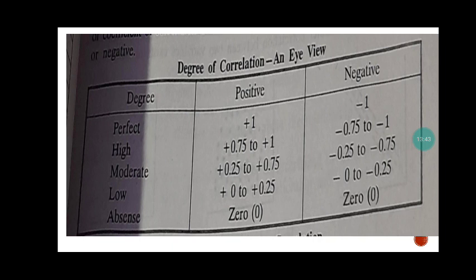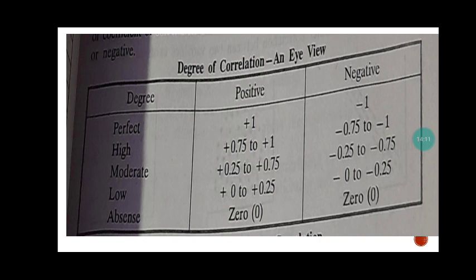The next degree is the low degree of correlation. In the case of low degree of correlation, if it's a positive low degree, the coefficient would lie between +0 to +0.25, and if there is going to be the negative low degree of correlation, the coefficient would lie between -0 to -0.25. Another case would be the absence of correlation, where you would find that the coefficient of correlation would come to 0.